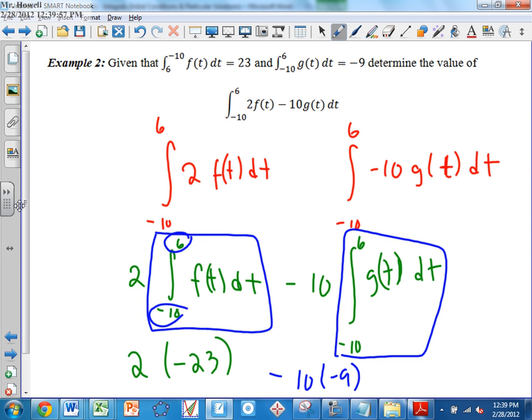Okay, over here, from negative 10 to 6 of g of t is given. Negative 10 to 6 of g of t is negative 9. So we can replace that with negative 9. This is really, like, no calculus at all. It's substitution method, actually. You're substituting in. That's all you're doing. So negative 46 and 90? 44. Edgar, where was the mistake you made?